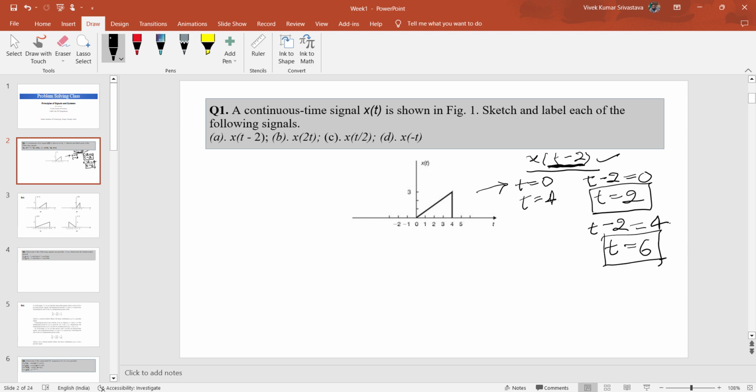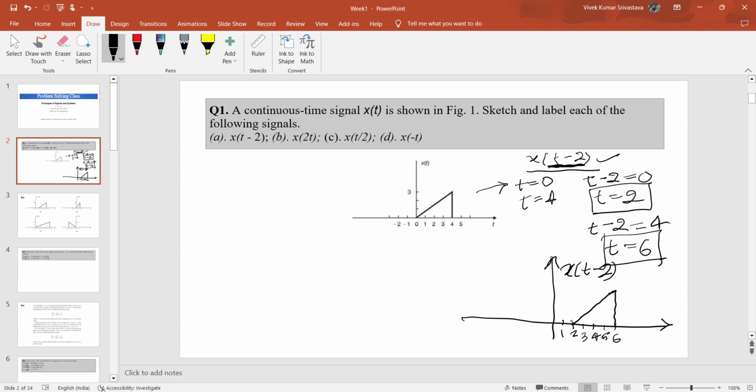So the x of t minus 2 signal is represented as follows. Sorry. This is 1 2 3 4 5 6. So basically the x of t minus 2 signal will start at t equals 2 and end at t equals 6. This basically represents the signal x of t minus 2.